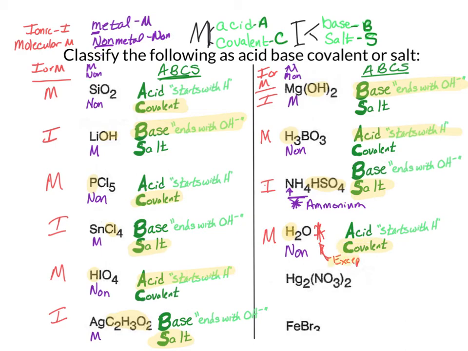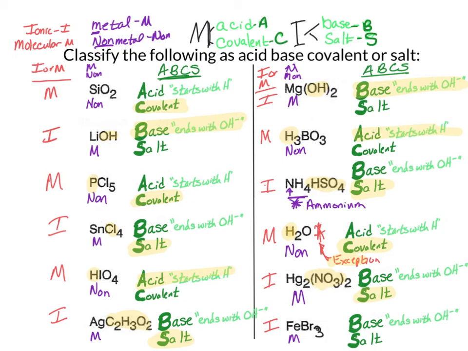The next one is, we start with mercury. Mercury is a metal. That means it's an ionic compound. The choices are base or salt. This is going to be a salt because it does not end with hydroxide. And our last one, FeBr3, that should have a 3 there. The Fe is a metal. That means it's ionic. Our choices are base or salt. It does not end with hydroxide, so that means this is a salt.